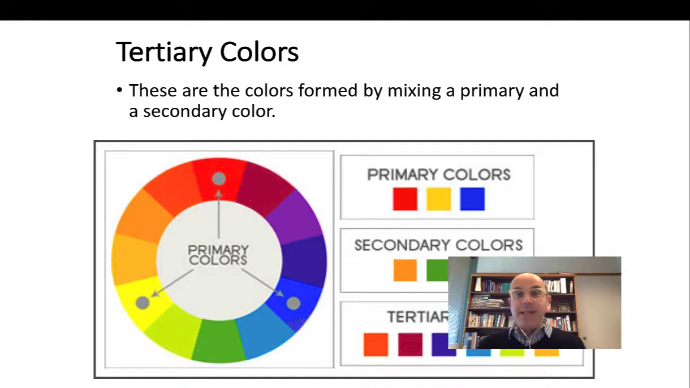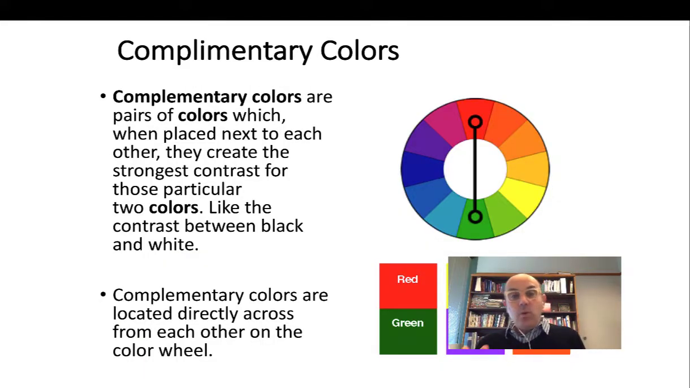We have other forms that allow us to use colors and secondary colors in order to express or illustrate something else. And we have complementary colors, which are pairs of colors that, placed next to each other, create a stronger contrast for those two colors. For example, green and red, yellow and purple, blue and orange. You see the contrast that they provide.